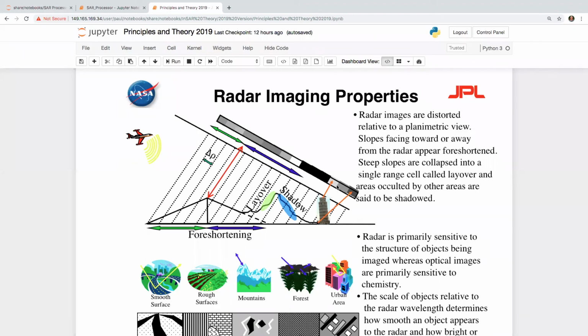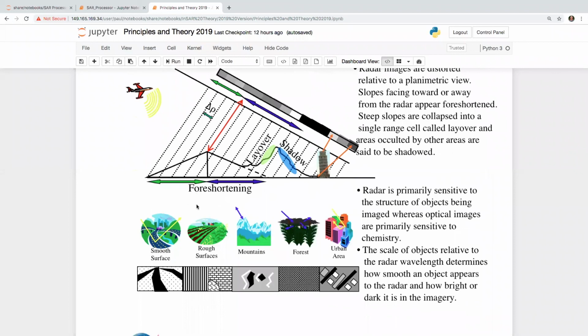And there can be cases where, for certain geometries, if the slopes are too high, then you can actually reverse the order in the image of where objects appear relative to where they should be. So this layover, shadow, foreshortening aspect does definitely complicate your interpretation of a radar image. It also adds to this variability in brightness. The topography adds variability in brightness that may not be of interest to you studying the brightness of the surface. So the various surfaces will also introduce various backscatter characteristics.